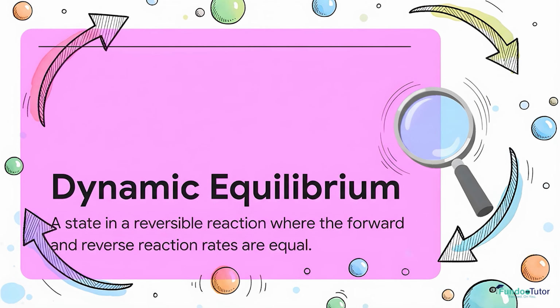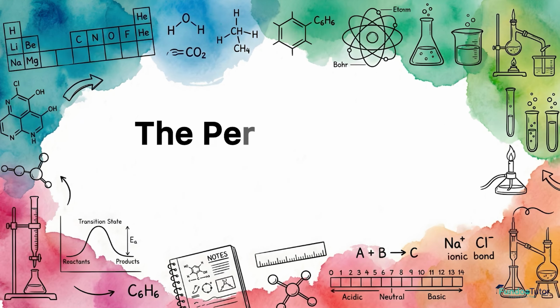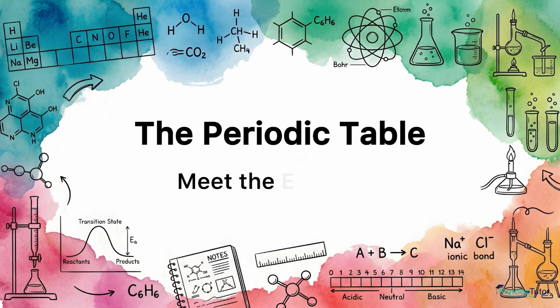Now, some reactions can go both forwards and backwards. We call them reversible. When the speed of the forward reaction becomes exactly equal to the speed of the reverse reaction, we hit something called dynamic equilibrium. It might look like nothing's happening, but really, both reactions are still going at the exact same pace. It's perfectly balanced.